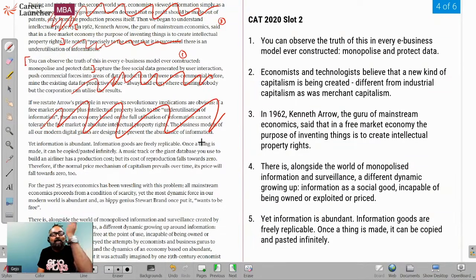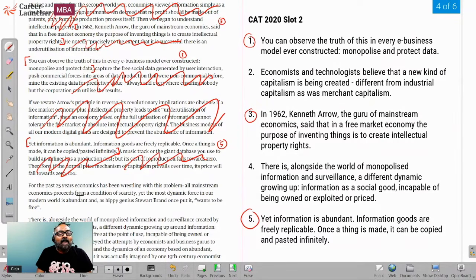Or questions that are there, I will not use it. Yet information is abundant. Information is freely replicable. Once a thing is made, it can be copy pasted infinitely. Nice, nice, nice. We have got this particular sentence here. Where is it? Sentence number 5. So far, we have got sentence number 3, sentence number 1, sentence number 5 here. Nice, nice, nice. A music track.